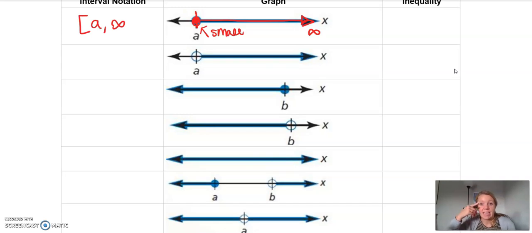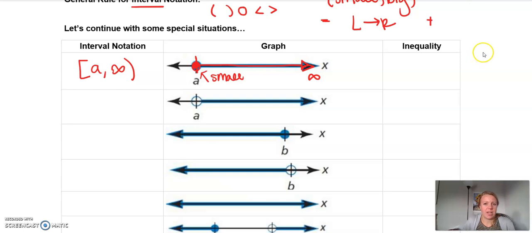Now, infinity means that we're just never going to stop. We're going on forever and ever. So it's not a number. It's kind of like an idea, and it's implying that we're going on forever. So because it's not a number, we're never going to touch it. We use a parentheses. For the inequality, we can write this a couple ways.